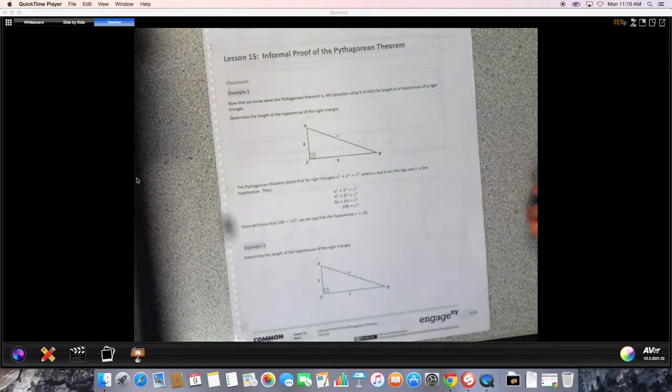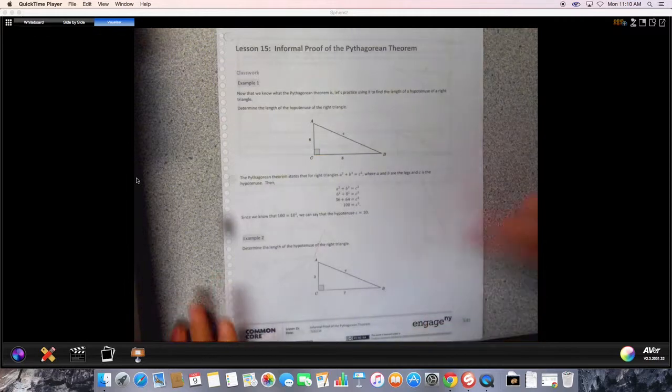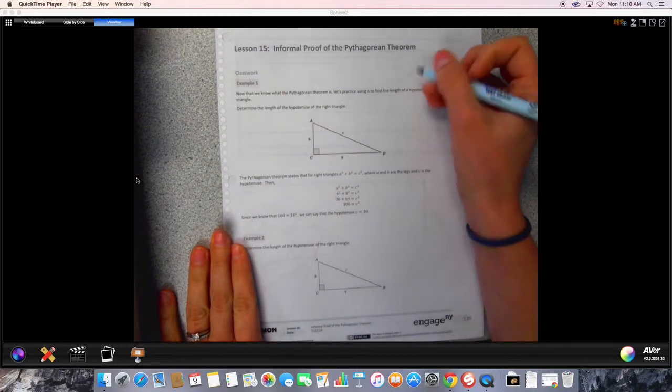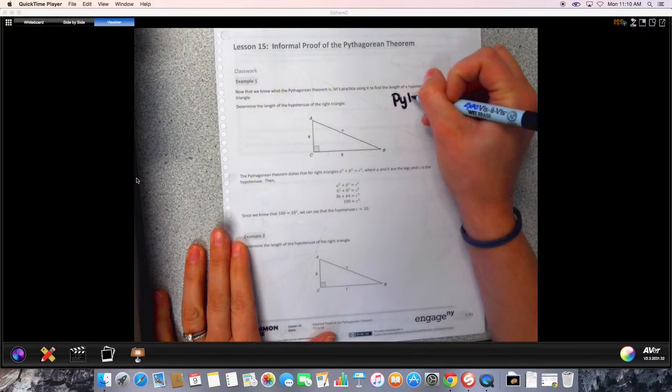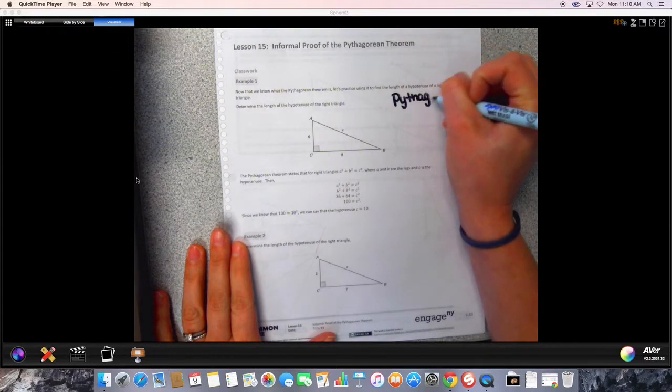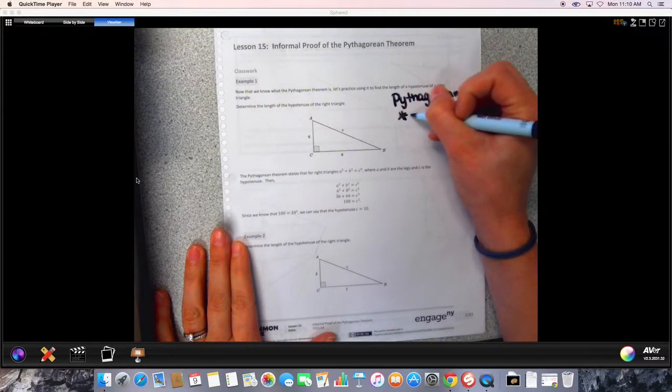Okay, today we are going to talk about lesson 15 of module 2, and that is the informal proof of the Pythagorean theorem. Many of you know from last year what the Pythagorean theorem is, and that has to do with right triangles. So for our notes this year, just to remind us, we're going to write that down. Pythagorean theorem is for right triangles only. It doesn't work for anything else.